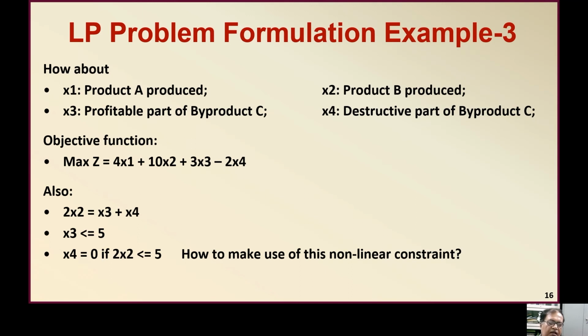So there is no difficulty because this constant would take care of that. But what about that 2x2 less than equal to 5? If the total byproduct produced is less than equal to 5, then also there could be some x4 by the nature of the problem, because look here, you have taken a variable x4, it can assume any value. So how do you ensure x4 equal to 0 if 2x2 is less than equal to 5? How to make use of these nonlinear constraints?